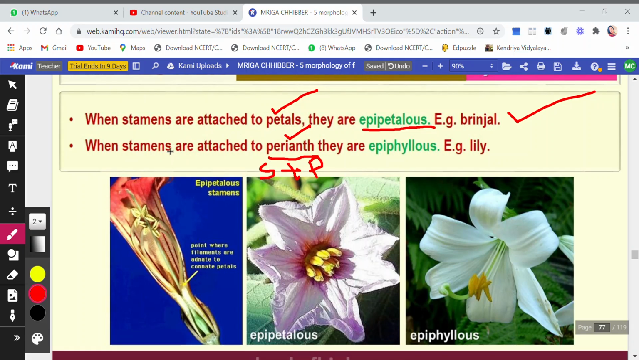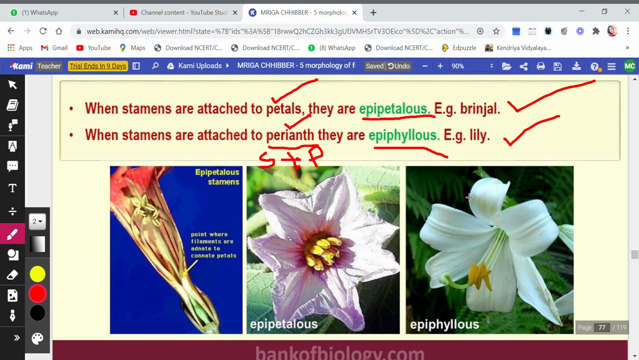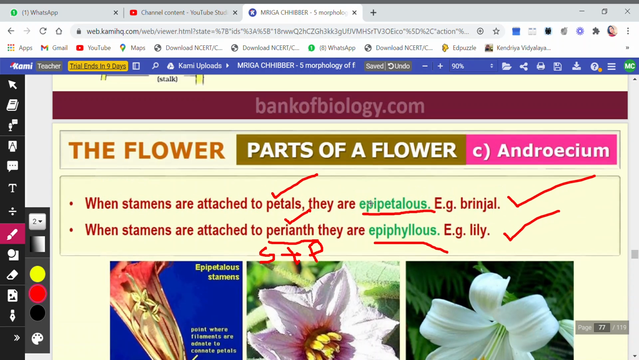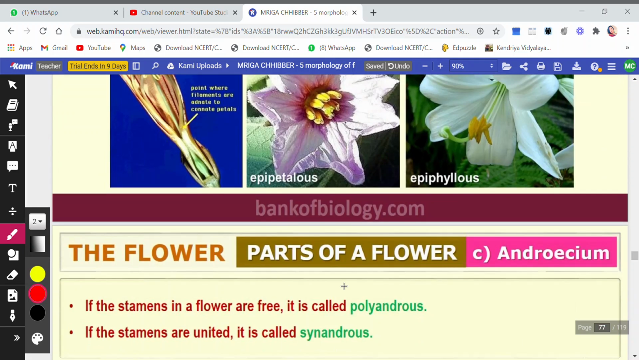And if the stamens are attached to perianth, then the condition is called epiphyllous. Example is lily. So this is the epipetalous condition, where the stamens are fused with petals, and this is epiphyllous. So I hope both of these conditions are clear.